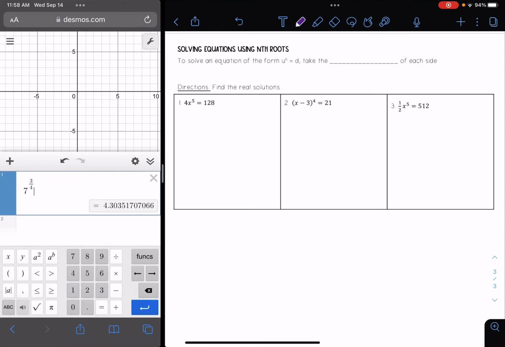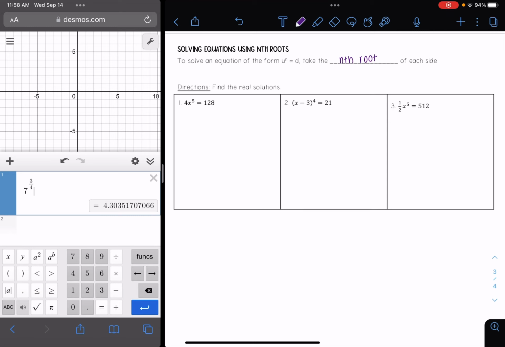In this video, we're going to be looking at solving an equation using nth roots. So to solve an equation in the form u raised to the n power, where u is just any algebraic expression, equals d, what we're going to do is take the nth root of each side. So I want to find all of the real solutions.